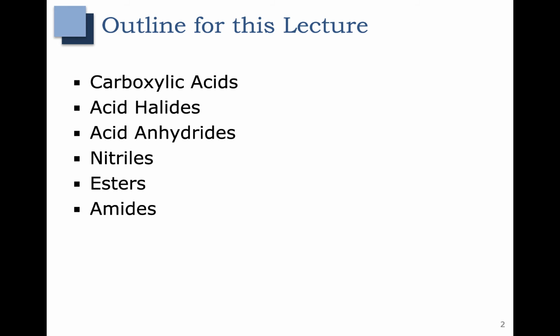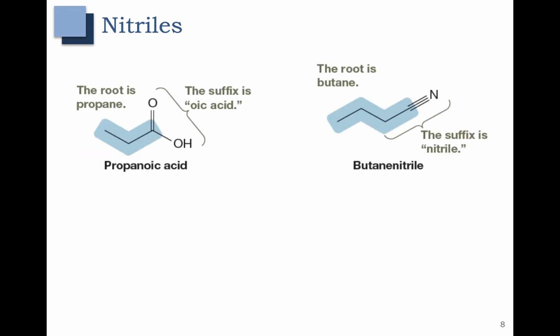Next, let's look at nitriles. Nitriles have the suffix nitrile. The carbon of the nitrile is included in the parent chain and must be number 1. If you see the example compared to propanoic acid, we have 3 carbons in the chain here, and the carbon of the carboxylic acid is included in the chain. The same thing happens with nitriles. The carbon of the nitrile is included in the chain.